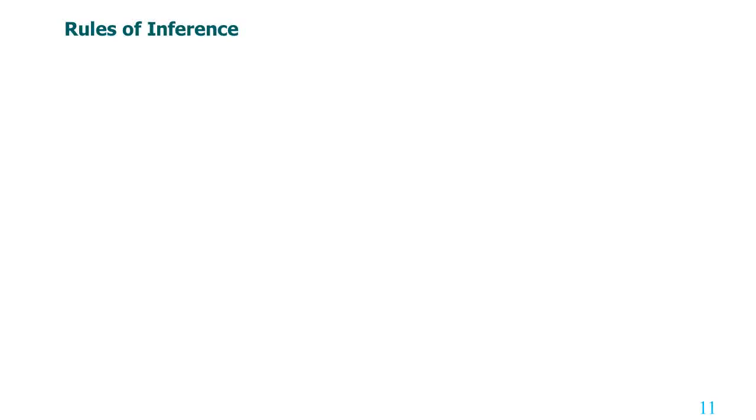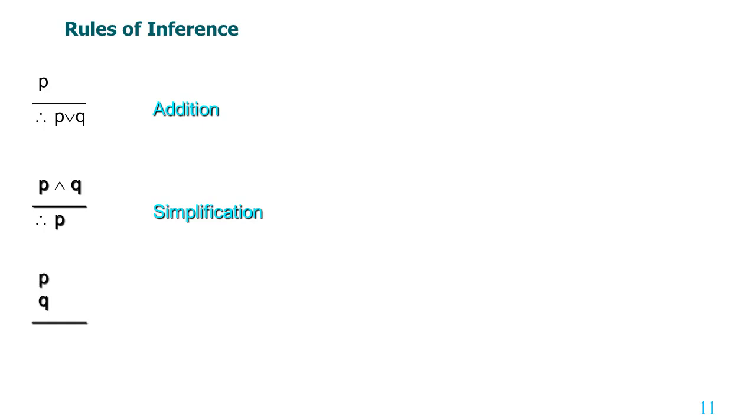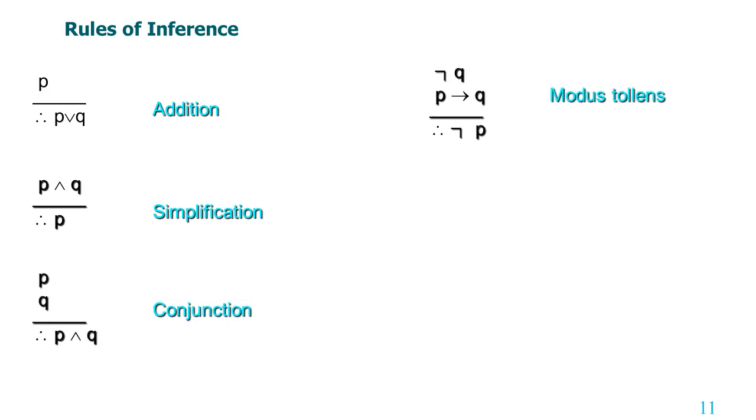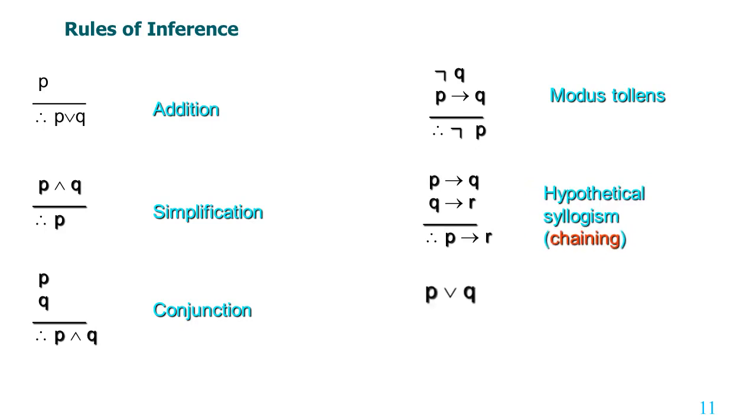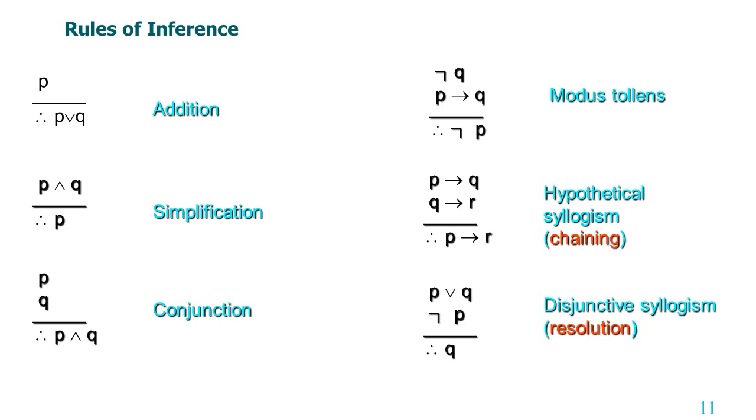Rules of inference. This is addition's law. This is the simplification rule. This is known as the conjunction rule. This is modus tollens. This is hypothetical syllogism. And this is disjunctive syllogism. And one rule I have discussed, modus ponens. We will discuss them using some examples one by one.